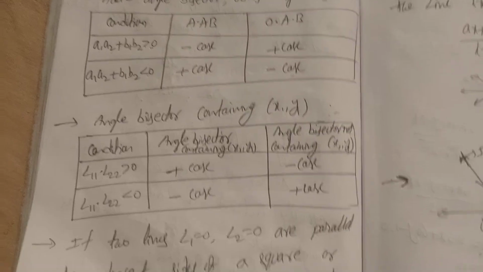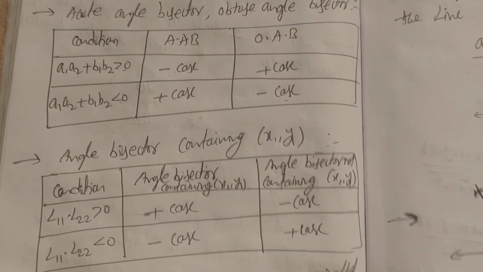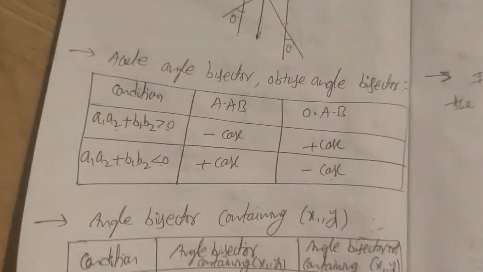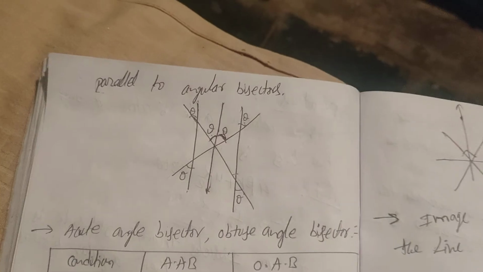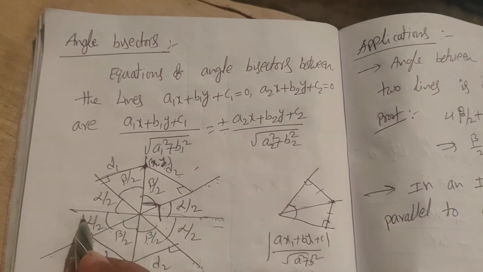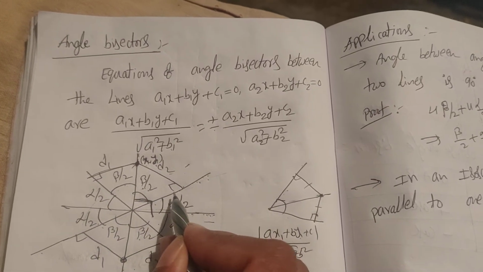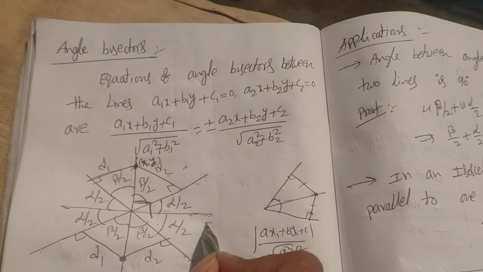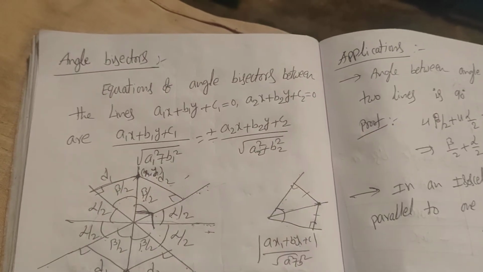Next one, same way, the angle bisector containing the point x1 comma y1. For suppose, if you go for this one, these are the two intersecting lines. This is an angular bisector, this is an angular bisector. For suppose any point x1 comma y1 is here in this angle, it is an acute angle, it is maybe an obtuse angle.